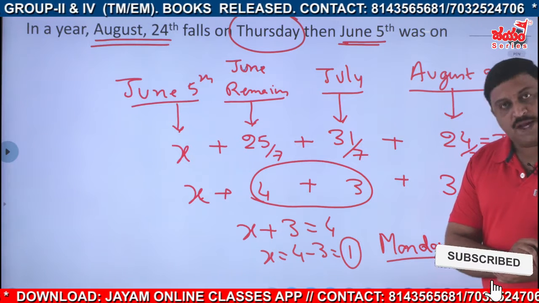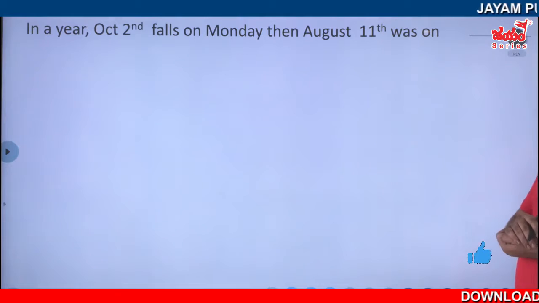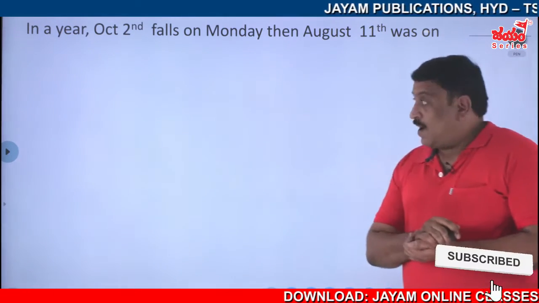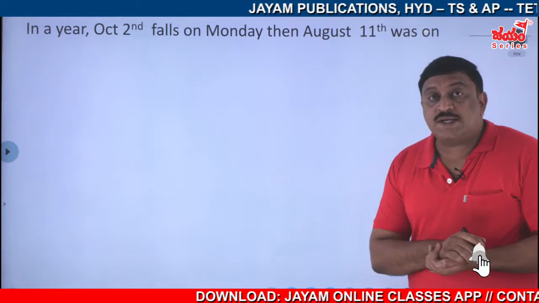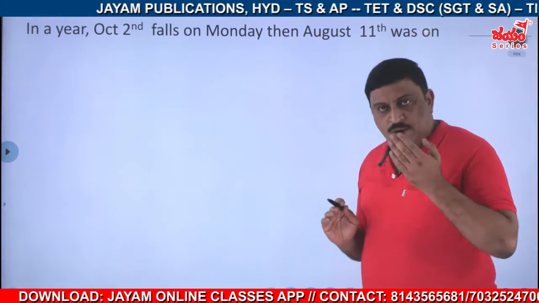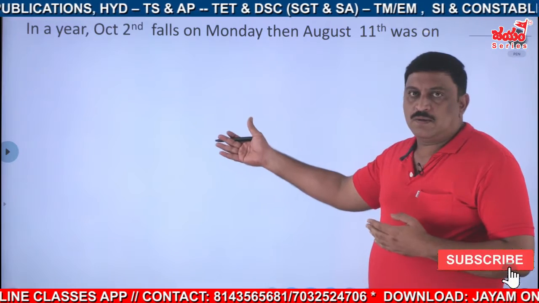Let us go to the next question. In a year, October 2nd falls on Monday. Then August 11th was on which day? So you try that one, pause the video, try it. Then I'll start the explanation now.